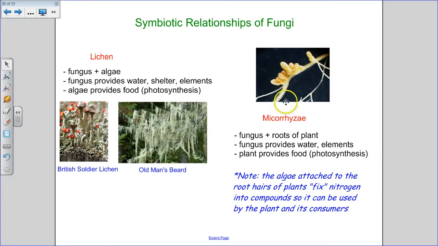So the plant and the algae in each of these are going to provide the food because they can undergo photosynthesis. The bacteria that are attached to the root hairs of the plant will fix nitrogen into compounds that can be used by the plant and its customers.